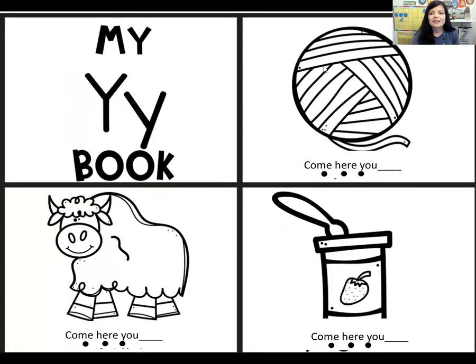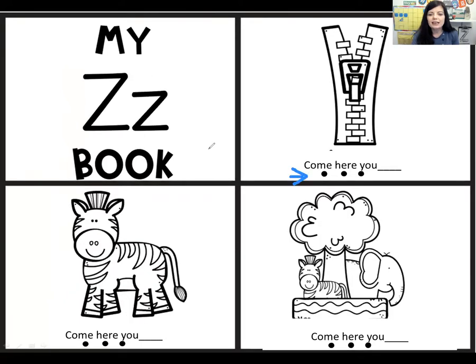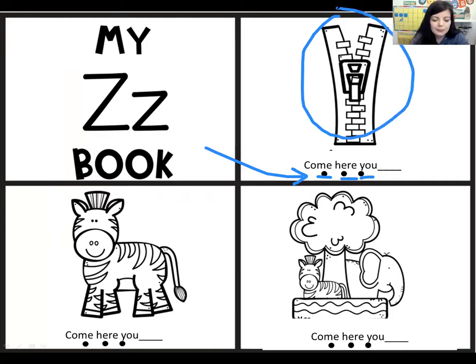Okay, so let's read our sight word reader, and all of the things that we're going to see start with the letter Z. Okay, so here we go. Put your finger right here where the first dot is, and every time you say a word, then move your finger to the next dot, okay? Come here, you zipper. Come here, you zipper, so I can zip you up.